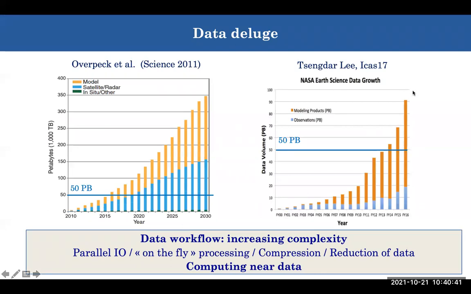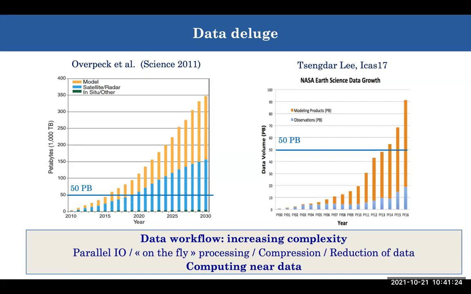On the right, you have one status done by NASA, by Sadar Lee in 2017. So you have 200 until 2016, same colors. And you see that the 50 petabyte is even reached, it's about what was planned. So, but just for NASA, reached in 2014. And you see that for NASA, the amount of model data is even bigger than the satellite data, which is quite impressive.